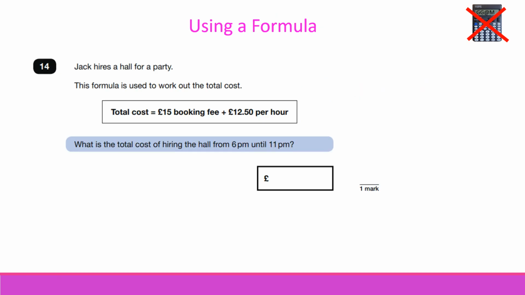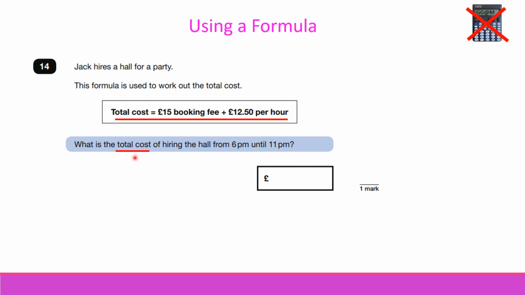This is a question using a formula. Now the key words in the question are that you've been given this formula here. This is the key bit of information you need, that the total cost is equal to £15 for the booking fee plus £12.50 per hour. So that means for every hour you have the hall for this party, it's going to cost you £12.50. And for the privilege of just using the hall, it's going to cost you £15 booking fee. That will give you the total cost.